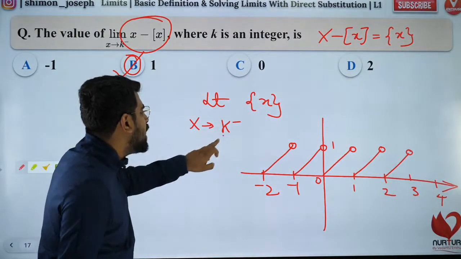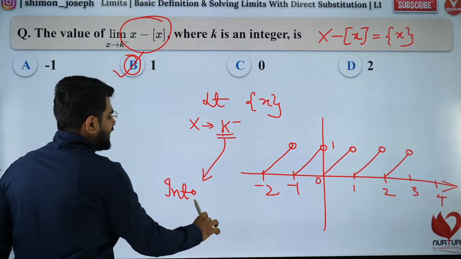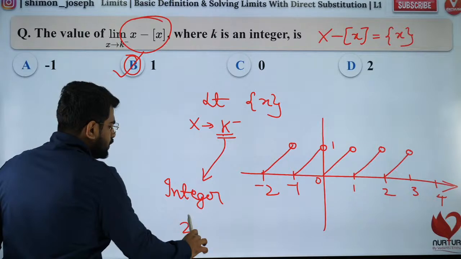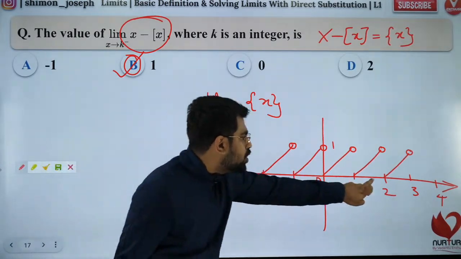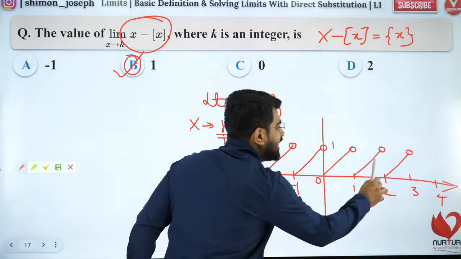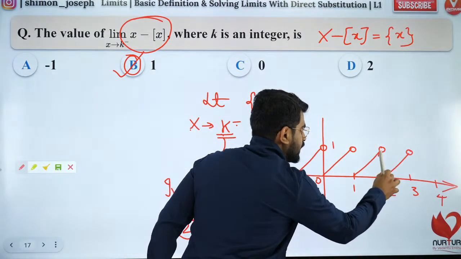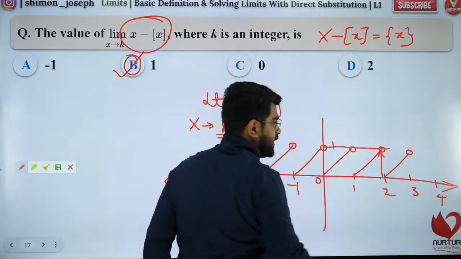Now, k is some integer. You can take it to be any integer. So let's take k to be 2. So k as 2 means x tending to 2 minus. So just to the left side of 2, what is the functional value? The functional value tends to 1. Just to the left side of 2, the functional value tends to 1.